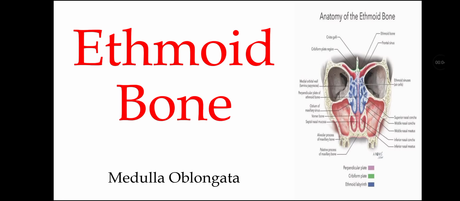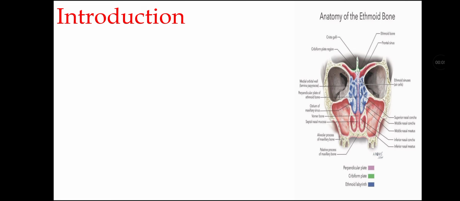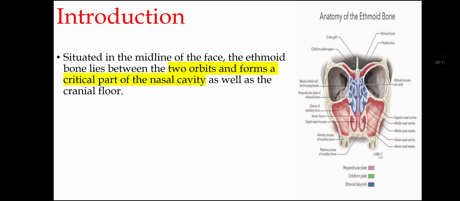Today we are going to talk about the ethmoid bone. Here at the side you can see the diagrammatic representation of the ethmoid bone. So let's start the topic with the introduction. It is situated in the midline of the face. The ethmoid bone lies below the two orbits and forms a critical part of the nasal cavity as well as the cranial floor.